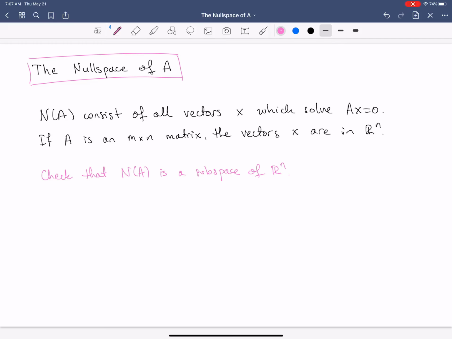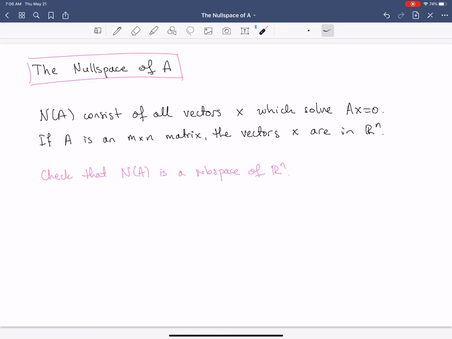Now here also the null space makes sense. The word null indicates a zero, and then, well, a space is a space. So in some sense, the null space is a space of zeros, if you wish. Let's look at the formal definition. The null space of A consists of all vectors x which solve Ax equals 0. So that zero is where null comes from.